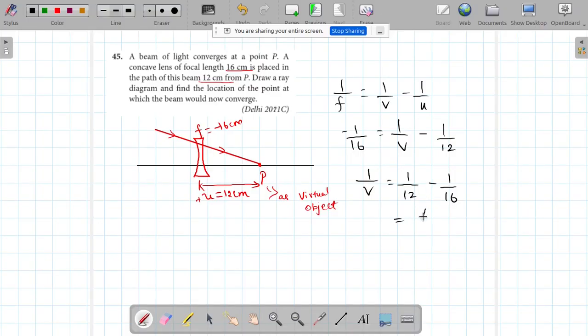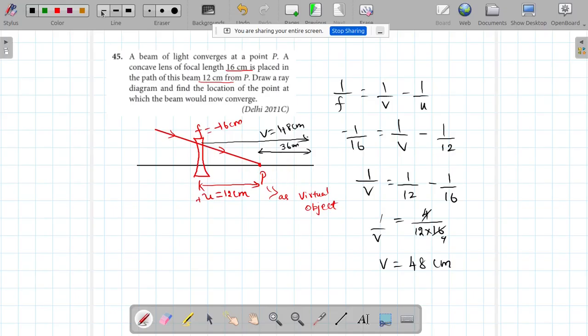16 minus 12 is 4, so 4 divided by 12 into 16. The 4 gets cancelled. Therefore, v becomes 48 centimeter from the lens. Is it right? So v equals 48 centimeter. From P, it is 12, so just remove 12. It is 36 centimeter from point P.